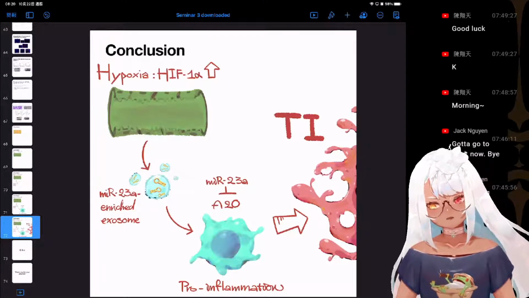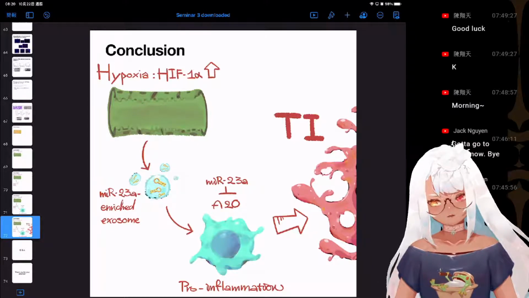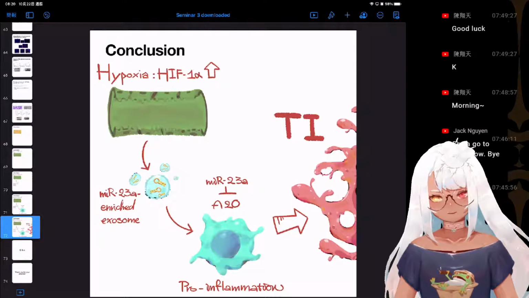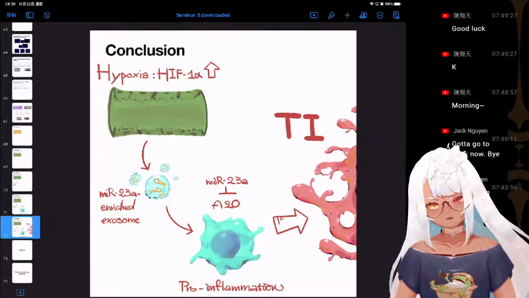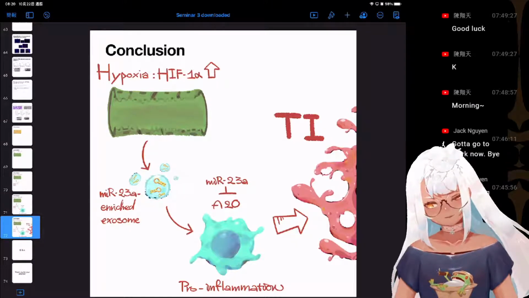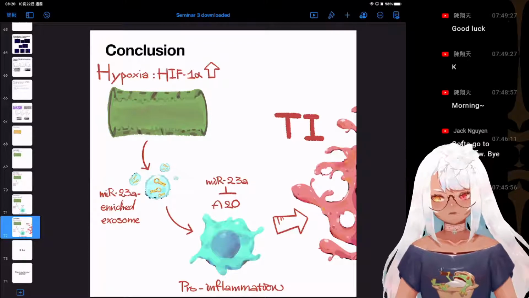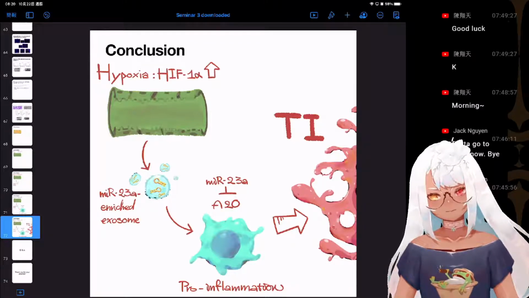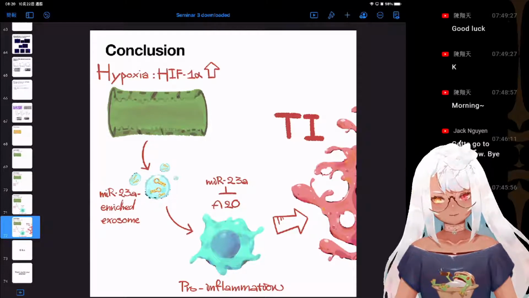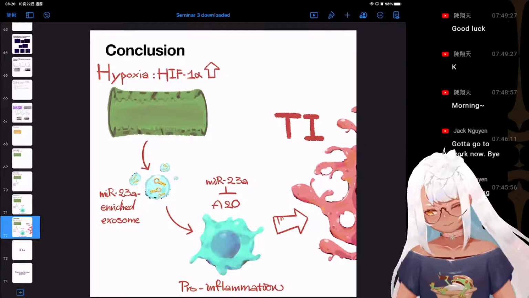And by learning about this fact, it provides a potential therapeutic approach that maybe from the blockage of the exosome in the early stage, we can prevent TI formation, or we can ameliorate the damage that our kidney take.